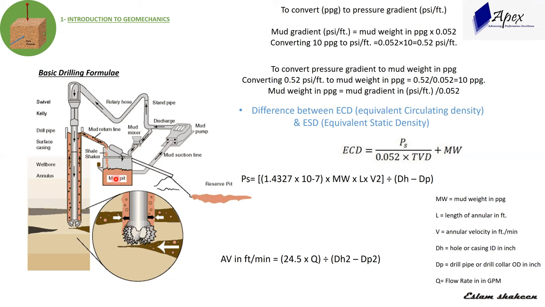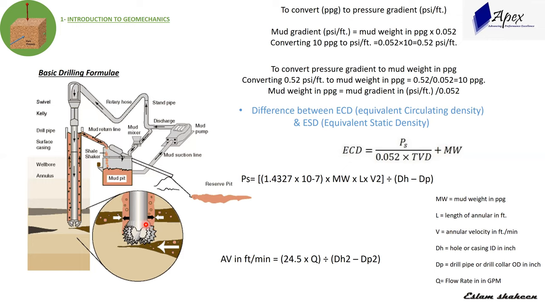So for ECD, which is mainly critical for me as a geomechanics engineer, I need to include the effect of this pressure loss on the mud weight measured by the mud engineer, to get the correct mud weight that actually acts on the formation. This is the point of the difference between ECD and ESD, okay?